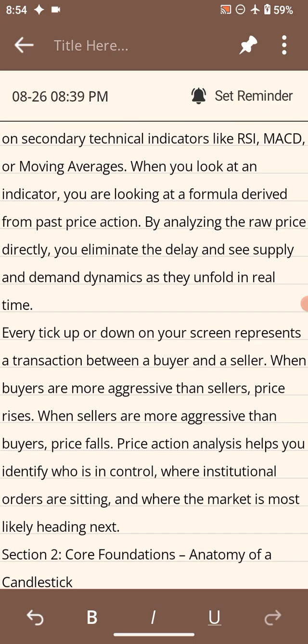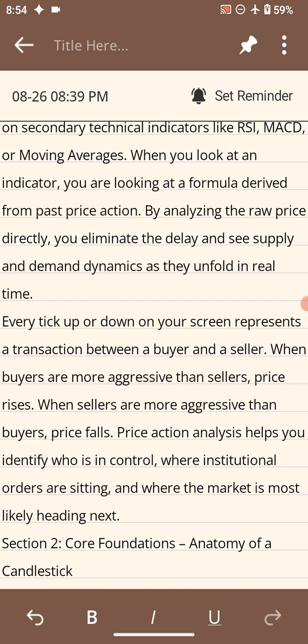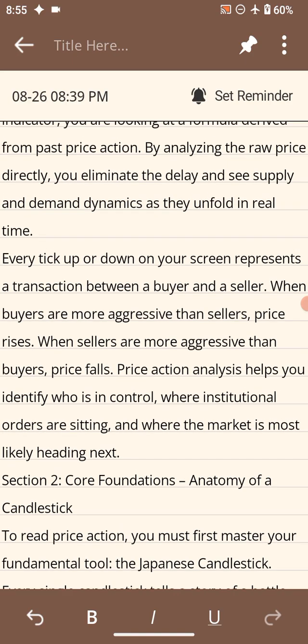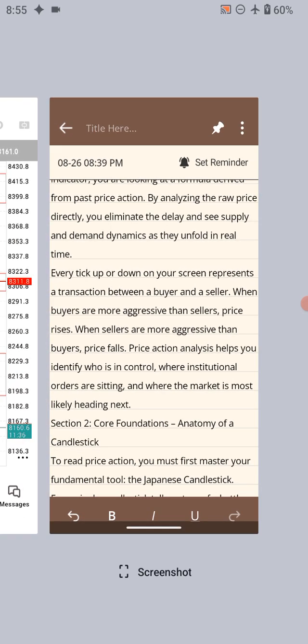So we read on. Every tick up or down on your screen represents a transaction between a buyer and a seller. When buyers are more aggressive than sellers, price rises. When sellers are more aggressive than buyers, price falls. Price action analysis helps you identify who is in control, where institutional orders are sitting, and where the market is most likely heading next. So let me take you to the chart so you understand what I just spoke about.